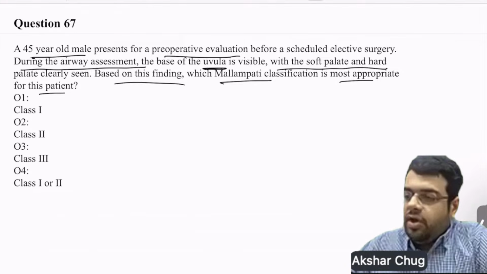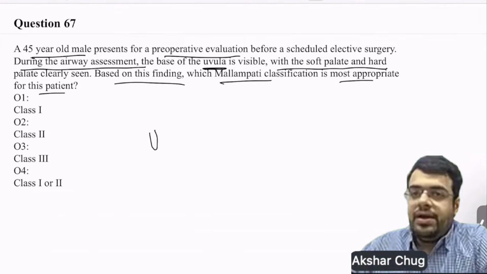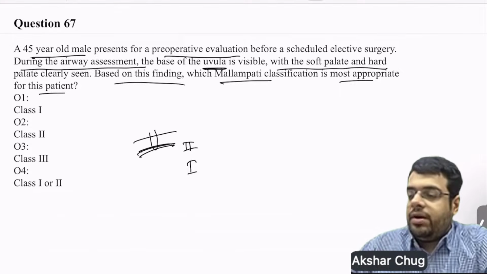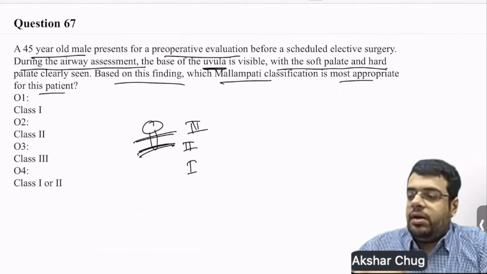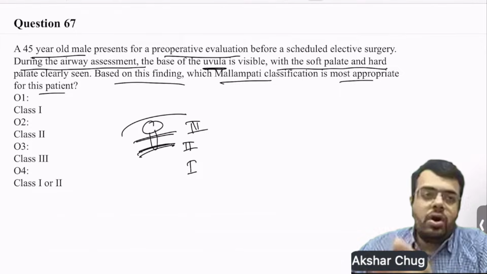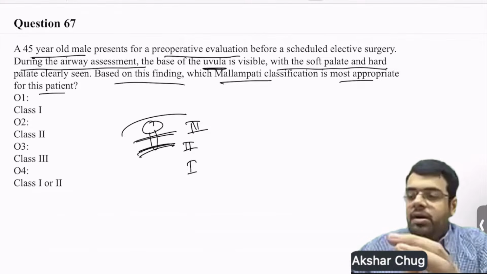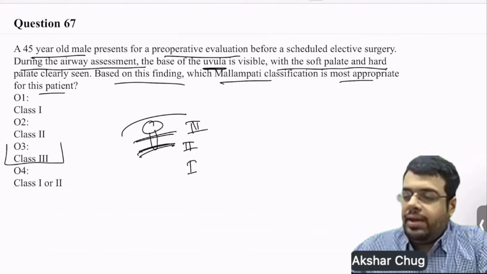If we are told that the entire uvula is visible, then it would be Mallampati class 1. If the tip is obscured, then it would be 2. If the entire uvula is obscured and just the base is visible, it would be 3. But if the entire uvula and the soft palate are not visible, and only the hard palate is visible, it would be class 4. So basically, from the given history, it seems to be class 3.